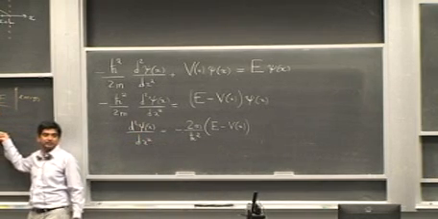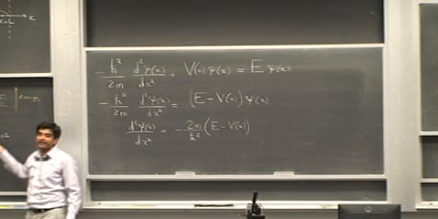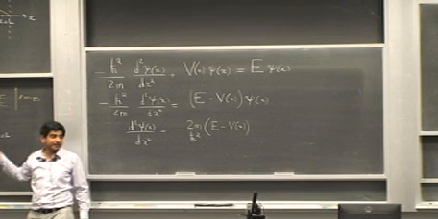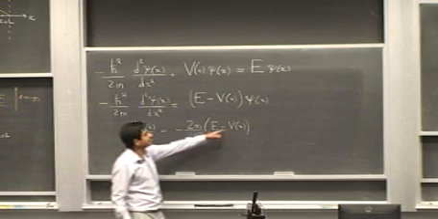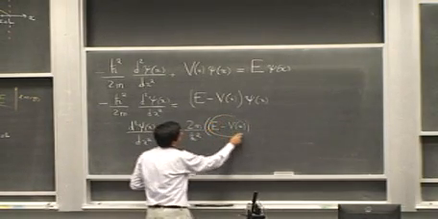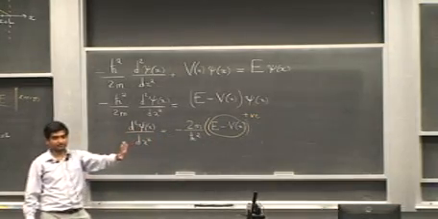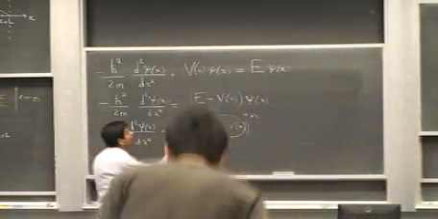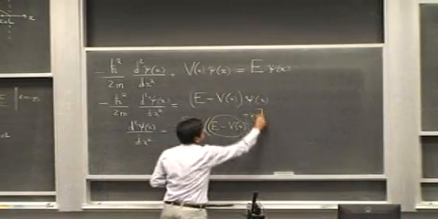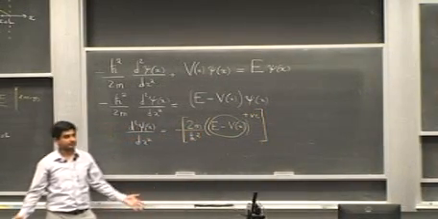Now, is E greater than the potential energy everywhere inside the well? Is E higher than the potential energy? Yes, it is. So E is greater than the potential energy. This is a positive term. Okay, it's a positive term. So all of this has to be a positive term.